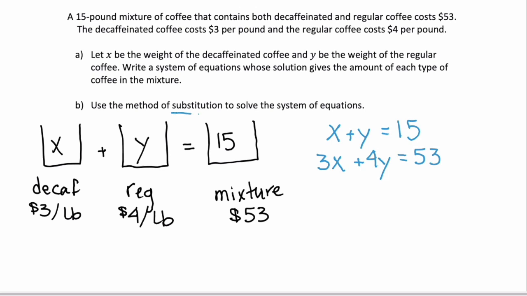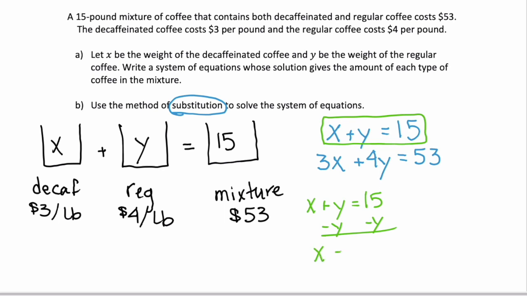Now we need to use substitution. And remember, substitution is easiest when you pick the equation and the variable that you can isolate. So let's look at this first equation. And we're going to isolate the x. So we have x plus y equals 15. Subtract y from both sides, and we know that x equals 15 minus y.